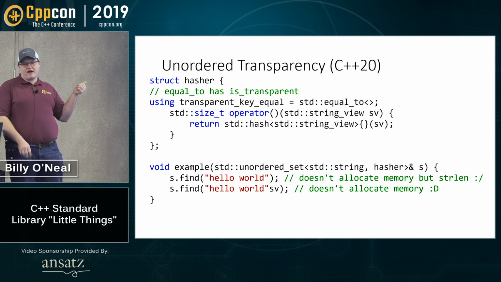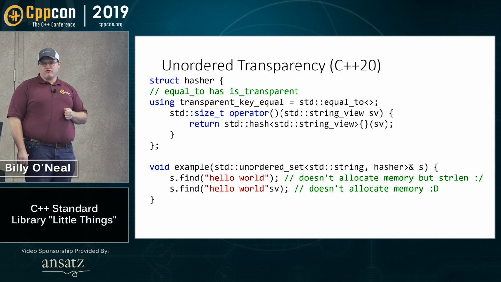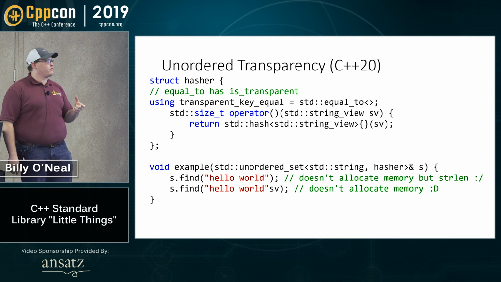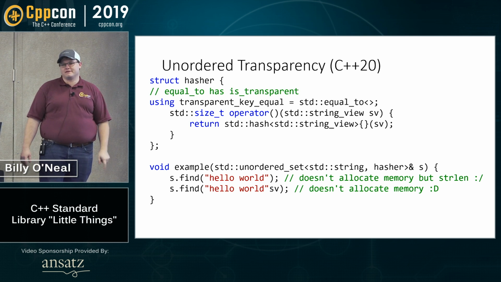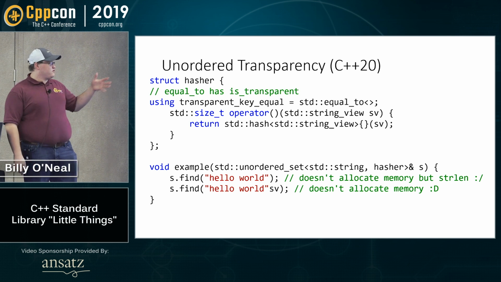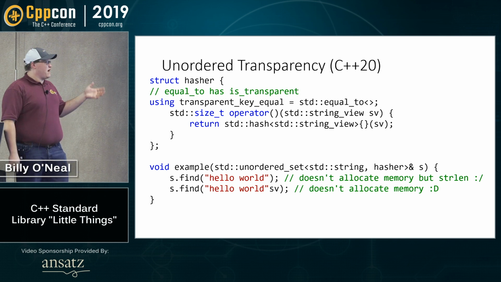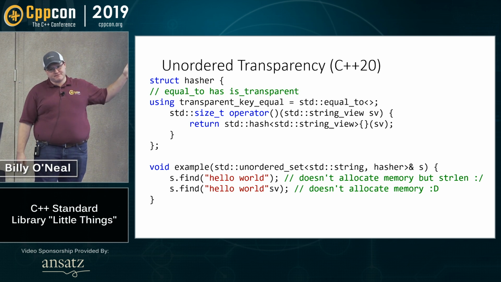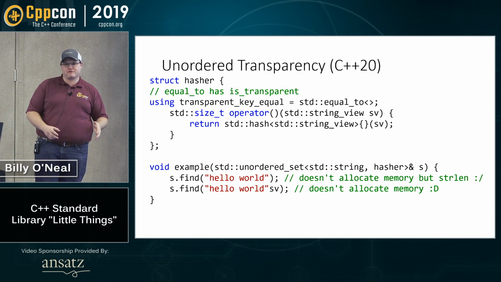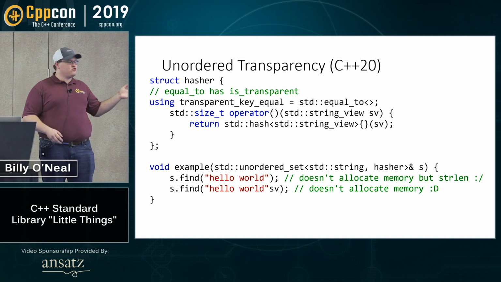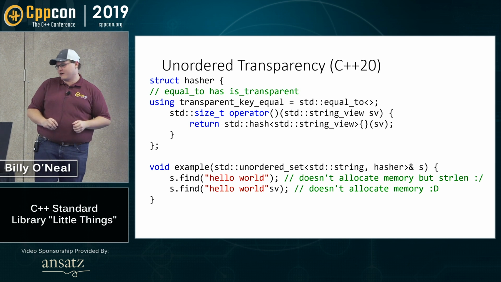So in this example, I have a hasher, and the hasher can hash anything that's convertible to string view, and it will use the equality comparison operator that string view also has by using equal to empty diamonds. So now you can do the same thing with the unordered set example. You can have your unordered set of strings with this special hash function, and then you can find the const char star without having to allocate a temporary string to answer the question. And similarly, if you convert it to a string view first, then you avoid the strlen on every comparison.